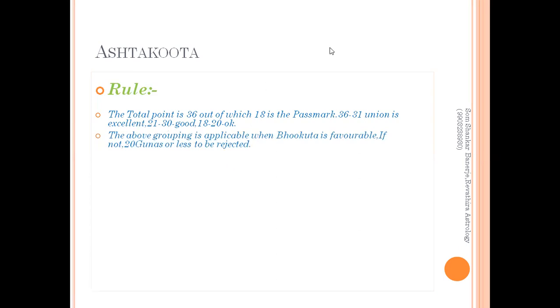Now, this above grouping is only applicable if only Bhukuta is available. If there is no support, no love between the couple, then no matter how many points you get, what is the point? If no love is there in the relationship. So basically, if Bhukuta is absent or it is negative in the chart, then minimum 20 gunas are to be considered. Less has to be rejected.